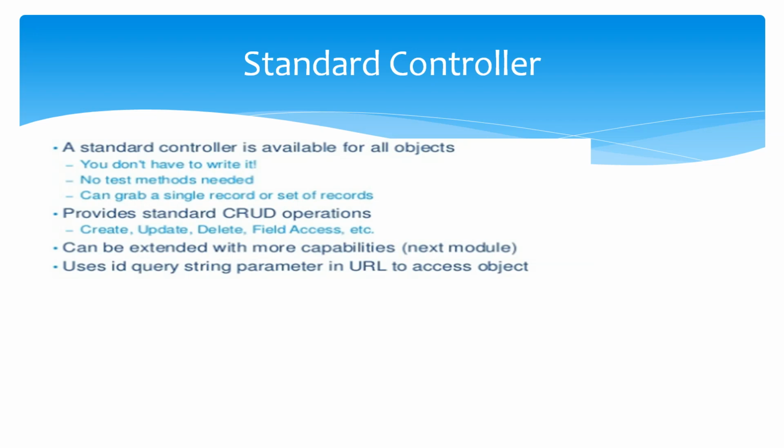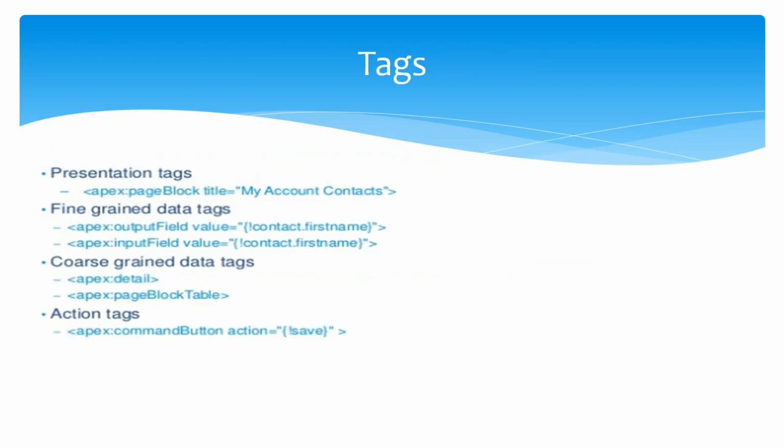Use the ID query string parameter in the URL to access the object. So let us see all of this. Now the example of the tags that we have is Visualforce apex:pageBlock. It has a title. Now if you have an output field, you can say value. Now this is a binding, value binding, contact dot first name, last name, coarse grain data, apex:detail, apex:pageBlockTable, action tags, apex:commandButton, action equal to save. So this is going to search for a method. Now see here it says exclamation save. So it is going to search for a method either in the standard controller or custom controller with the same name.